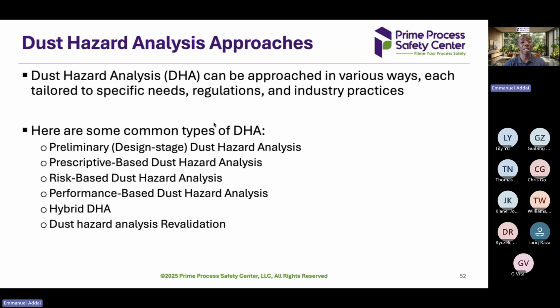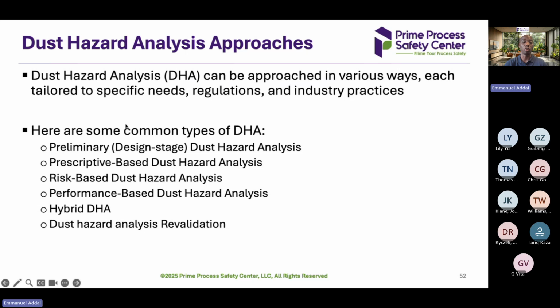Actually, we have 3 methods for plant process safety. We can apply all the methods. We have the preliminary. This morning, a client contacted me. They are building a new plant and they want us to do a DHA. That means at the design stage, because they don't have anything yet, we do the preliminary dust hazard analysis. That's what I requested for them.